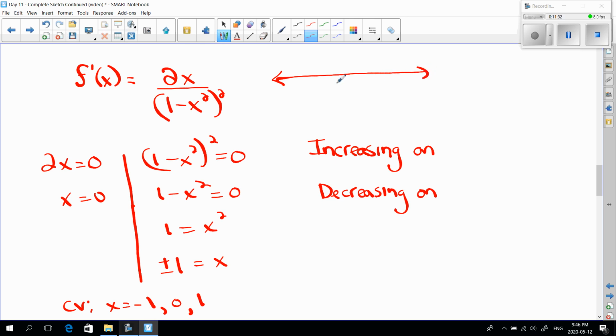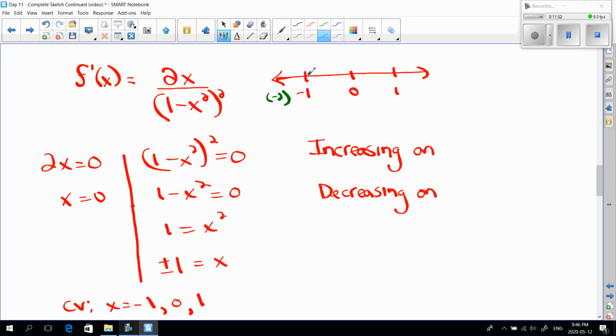On that number line, I'm going to mark my critical values. So start with -1, then 0, then positive 1. Now look, I've got 3 critical values, which means I have 4 intervals. The first interval goes from -infinity to -1. I will test the -2 on that interval.